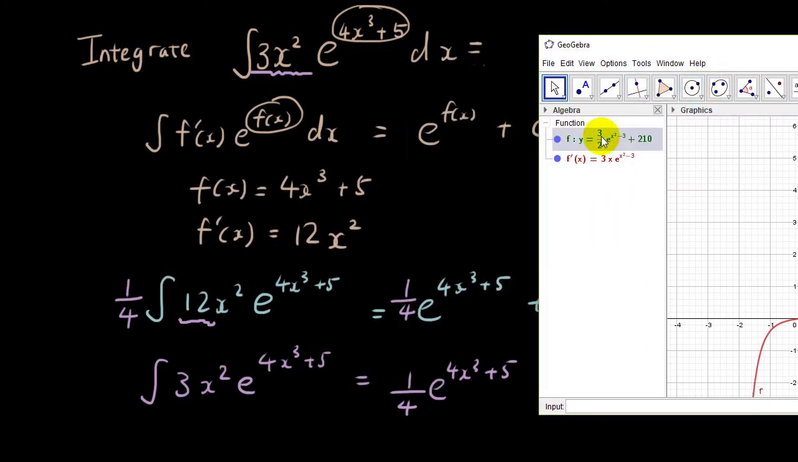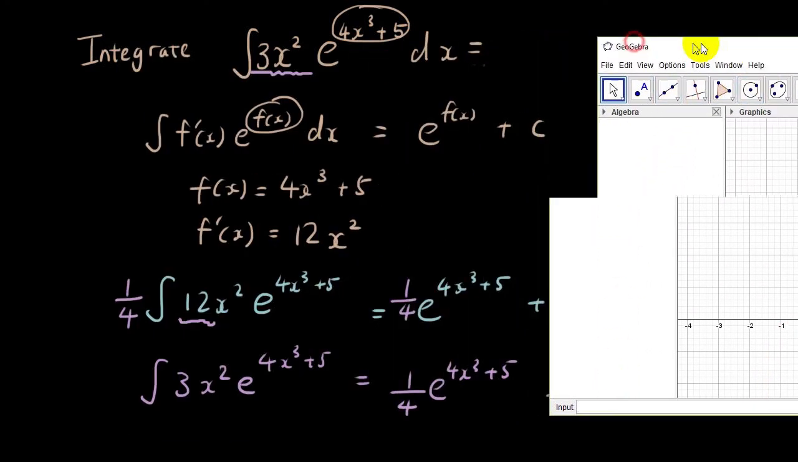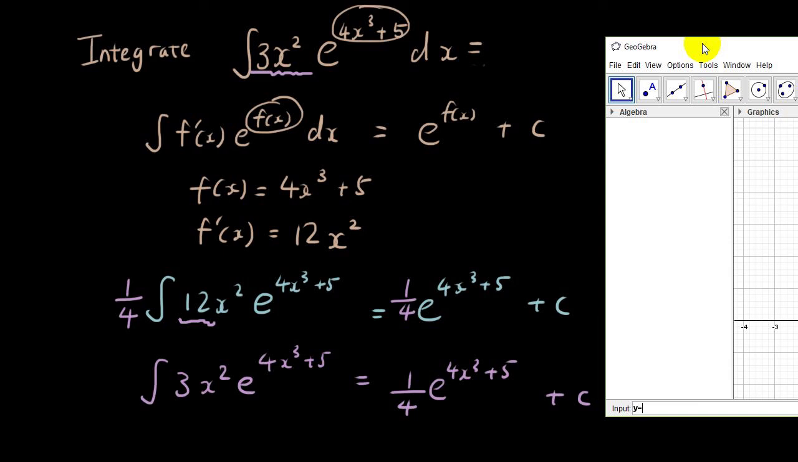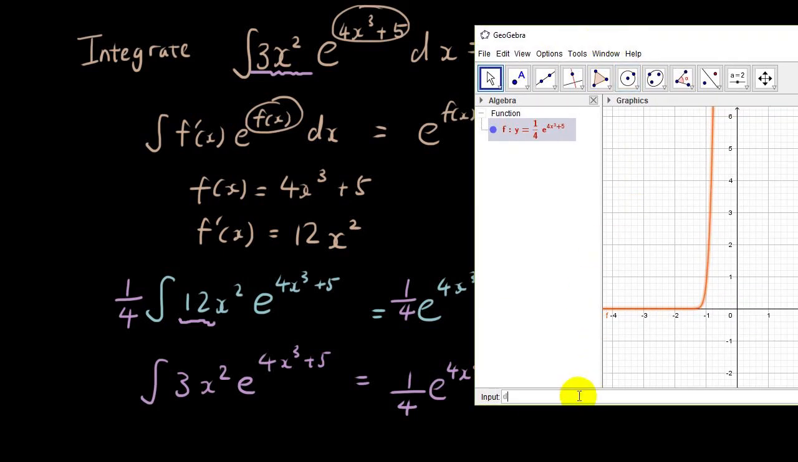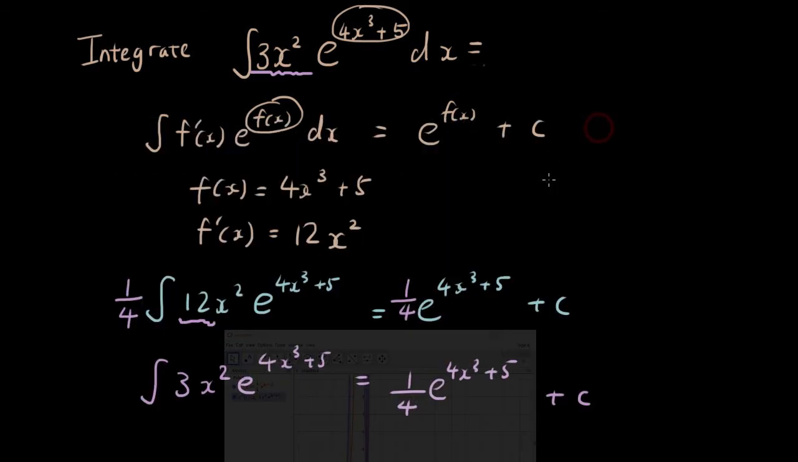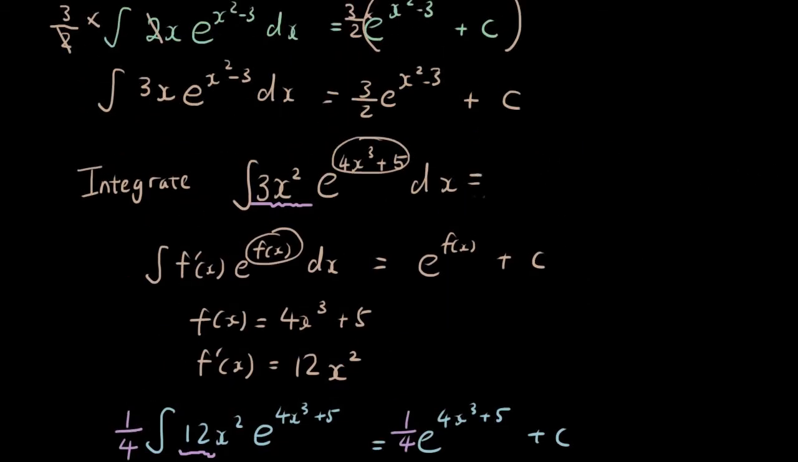Let's get rid of these two things and type in y is equal to 1 over 4 times e to the power of 4x cubed plus 5. Let's type it in, and then let's differentiate it. And we have 3x squared times e to the power of 4x cubed plus 5. So it's totally correct.